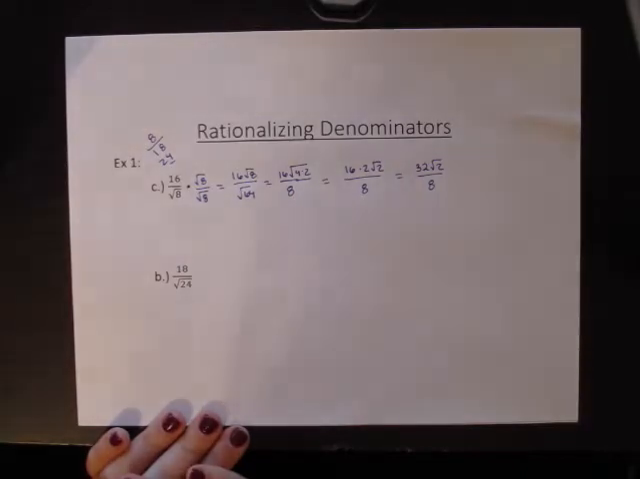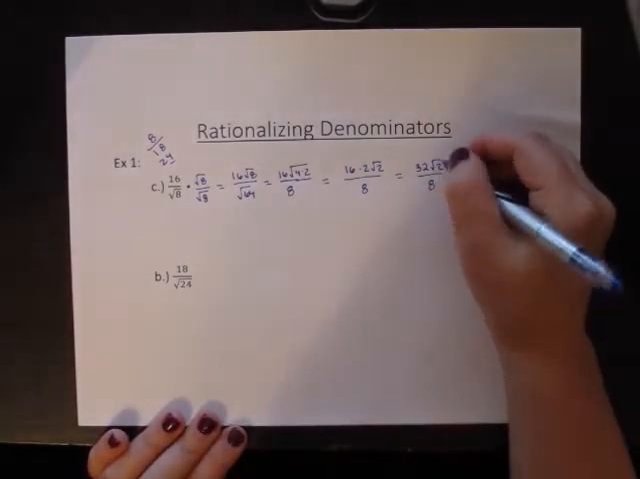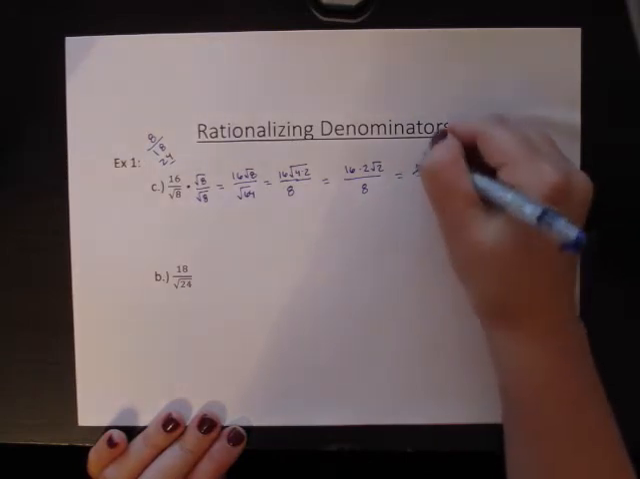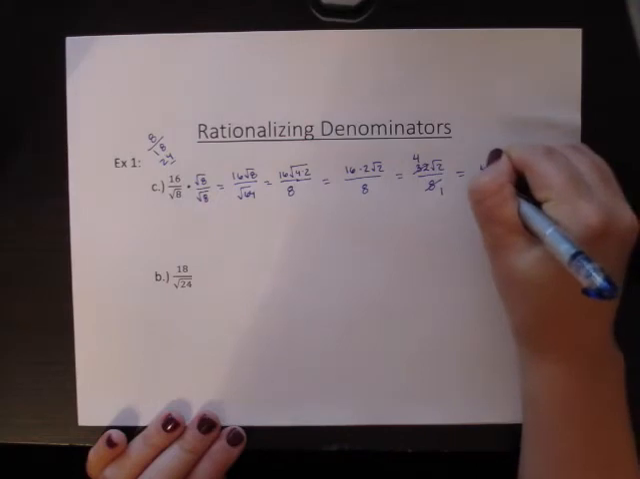Then the last thing we have to do is look to simplify. And for 32 and 8, what will go into both of those is 8. 32 divided by 8 is going to leave me with 4. 8 divided by 8 is going to leave me with 1. So my final answer is going to be 4 square root 2.